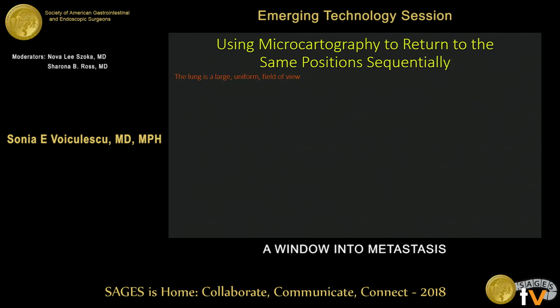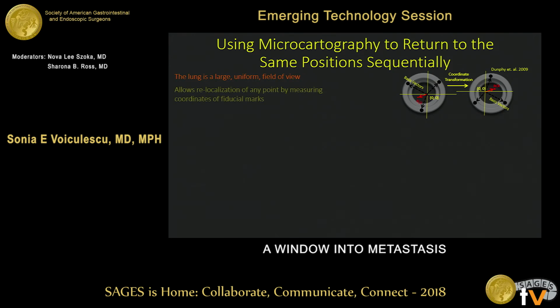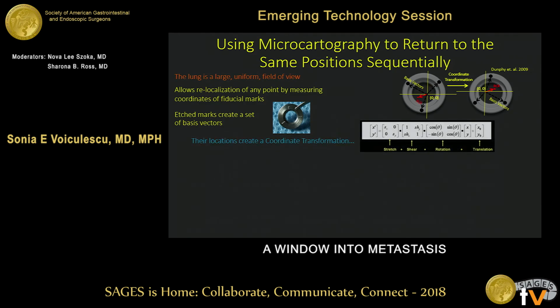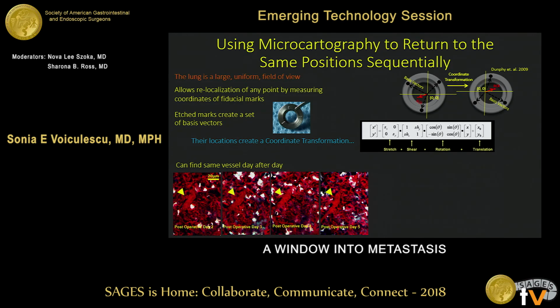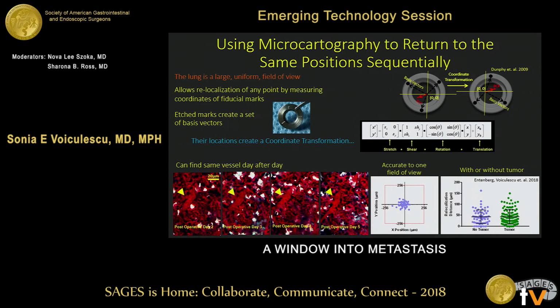The one other tool that we paired up with it in order to study this in a temporal fashion is microcartography. And as you know, the lung is a very uniform, large field, so we use microcartography. We use these fiducial marks that we place on the ring before implanting, along with this coordinate transformation system to allow us to get back to the same position post-operative day 1 through 14. And we've validated this in both mice with tumor-bearing lungs and mice without any tumor, and we're always able to get within a field of view every time.